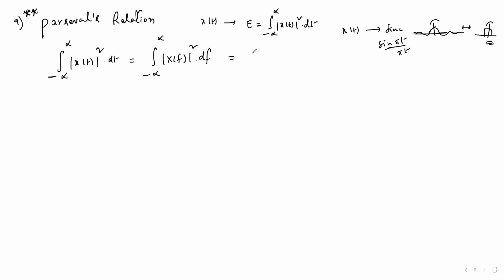Fine. If we have x of omega expression, then we know that every time df is there, to convert into d omega, df is equal to d omega by 2 pi. So 1 by 2 pi comes into picture here. So same expression in x of omega format. Right. This is Parseval's relation, most important for us.